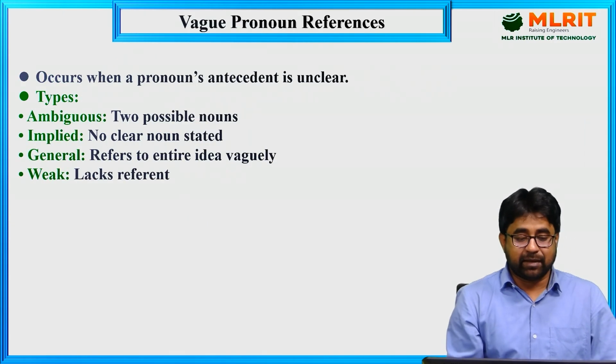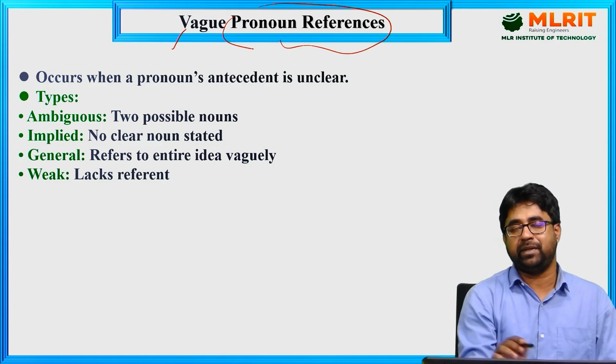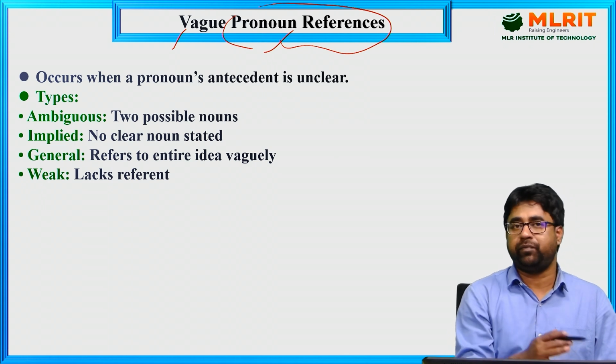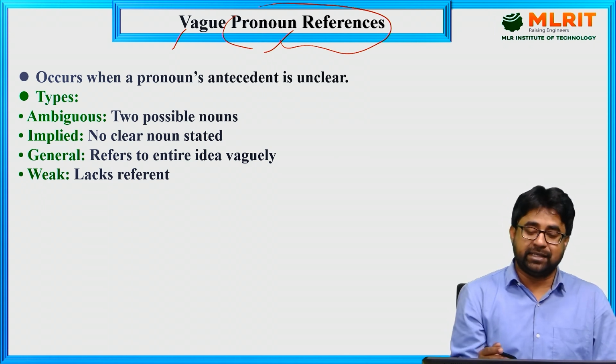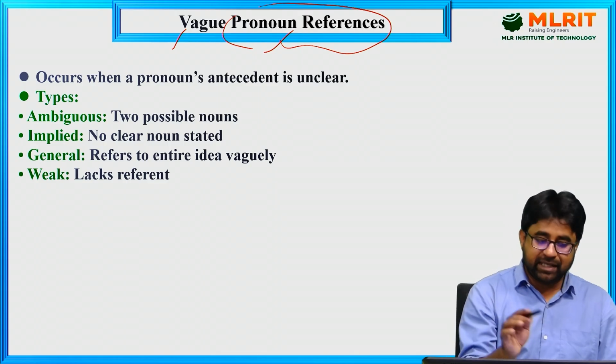Then let's come to the next area, the fourth one, that is vague pronoun reference. Sometimes we use a pronoun in a sentence. You all know what a pronoun is. A pronoun is something that is used in place of a noun. When we use pronouns in sentences, sometimes we commit certain types of mistakes. Now see those types of mistakes.